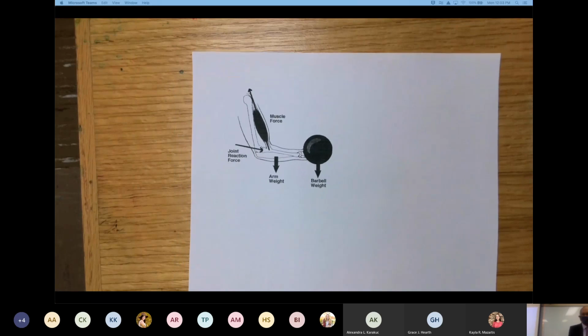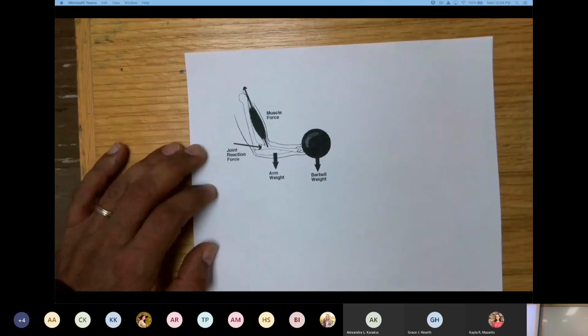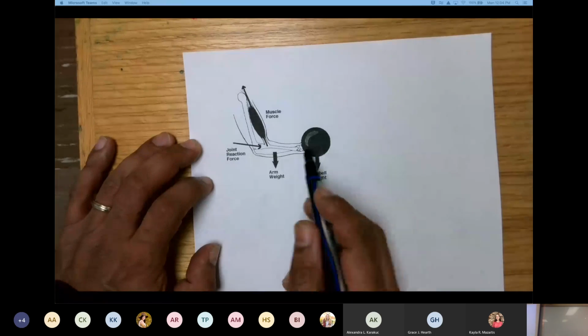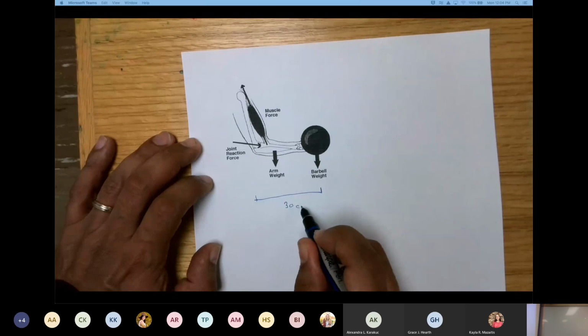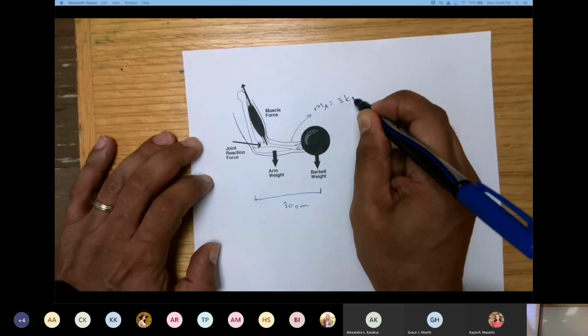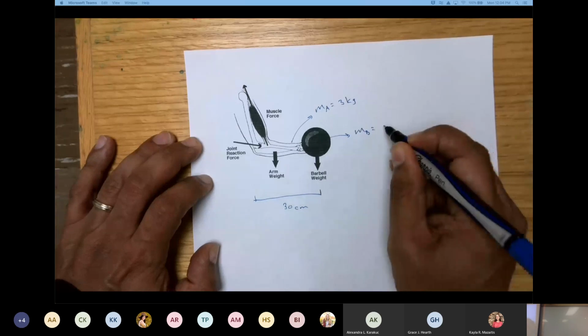Can you guys see in the chat the drawing of the bicep? Okay. So this is a very simple schematic of the bicep. We're gonna have a couple of assumptions. I'm gonna assume that the length of the arm here is 30 centimeters. I'm going to assume that the mass of the arm is 3 kilograms. And I'm going to assume that this barbell has a mass of 5 kilograms.